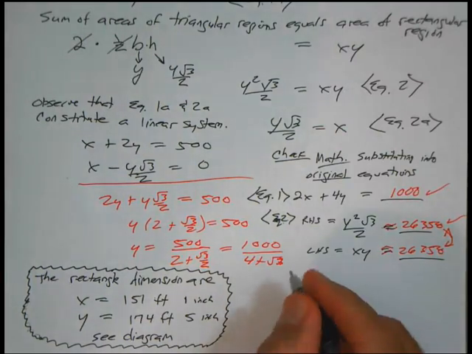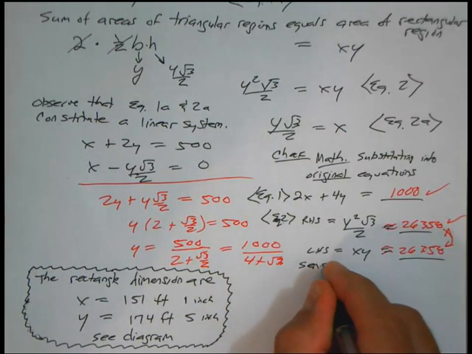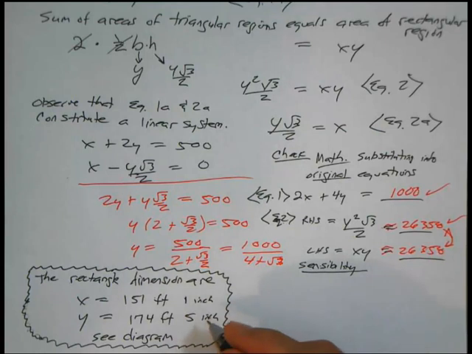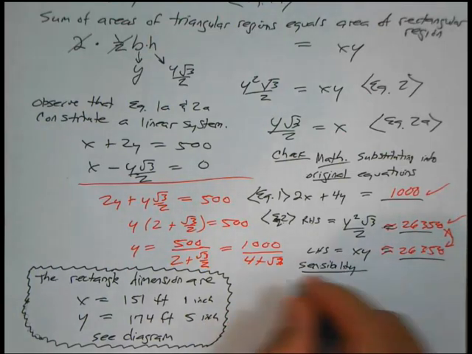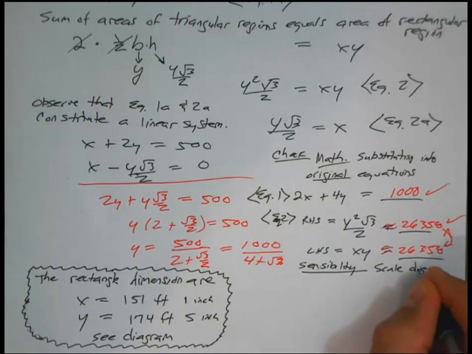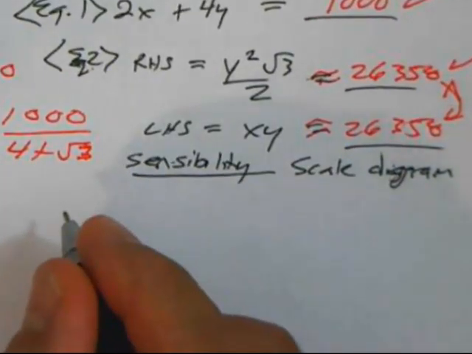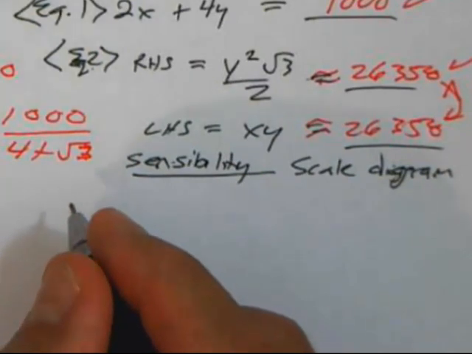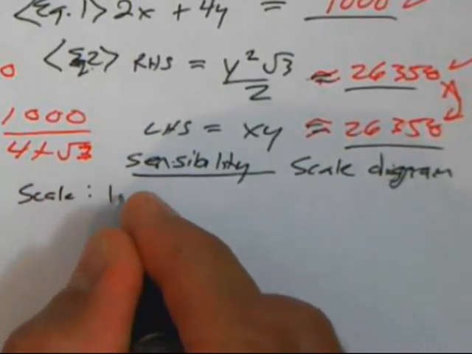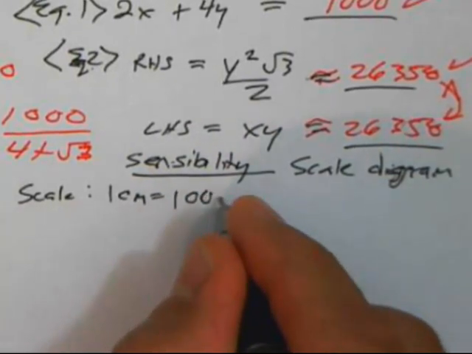How about sensibility? Do these numbers make any sense to us? When you have completed a very graphic, geometric kind of question, one of your best things you want to show someone is a scale diagram of the results. So let's try that here. Scale diagram. Let's see, to fit in this remaining little bit of paper we have here, maybe we go with 1 centimeter equaling 100 feet.